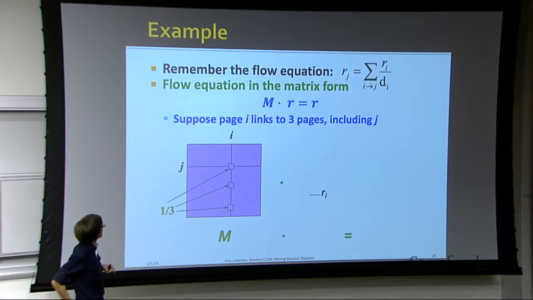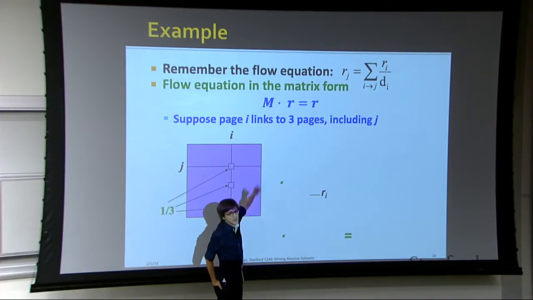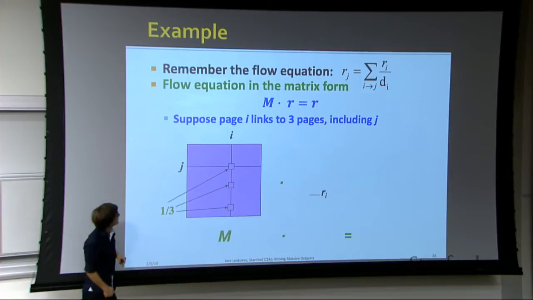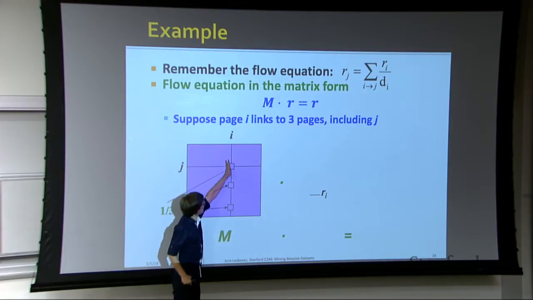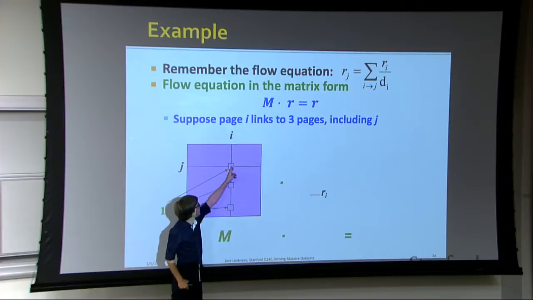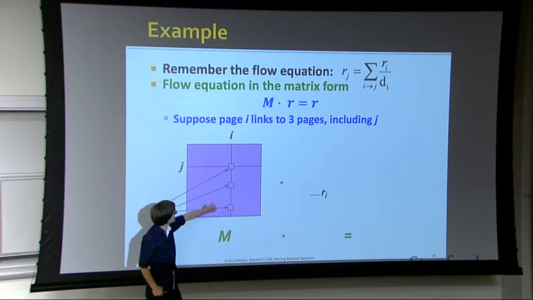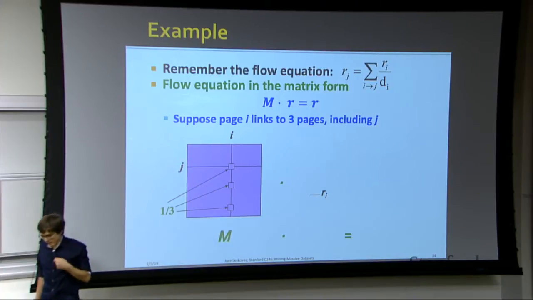I have the flow equations up there. I showed you on the previous slide that M times R equals R. So the way you could think of this is the following. If you have a page i that has 3 outlinks, then at this column that corresponds to page i, you will have 3 non-zero entries, and each of these entries will be 1/3.